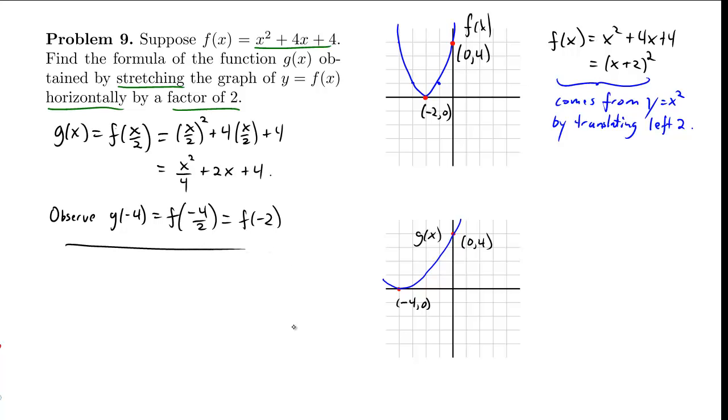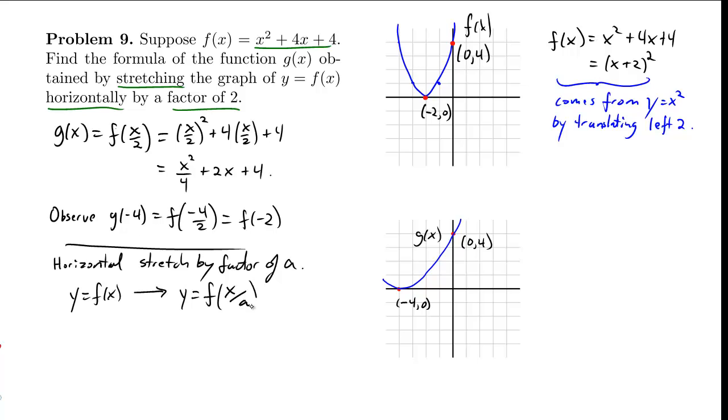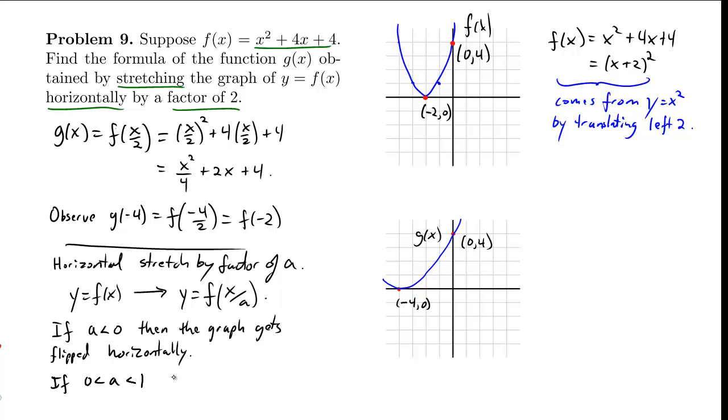In general, if you want to stretch the graph of f horizontally by a factor of a, the formula for the stretched graph will be y equals f of x over a. Like horizontal translations, this seems to be the opposite of what you might expect. If you make a negative, then there will be a horizontal flip before the stretch. If a is a fraction between 0 and 1, then the transformation is really a compression of the graph.